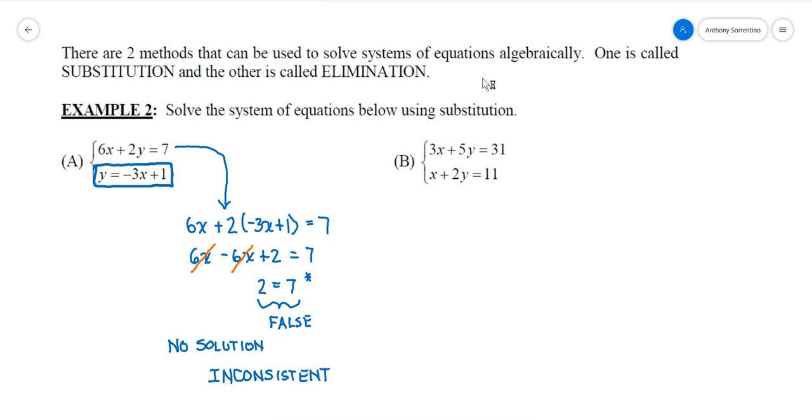In B, there will be a solution. I'll give you that much. So what I want you to do is give it a try. Try to see if you can make a substitution and solve the equation, the system of equations, and come up with an answer.